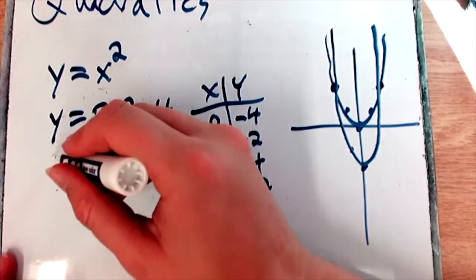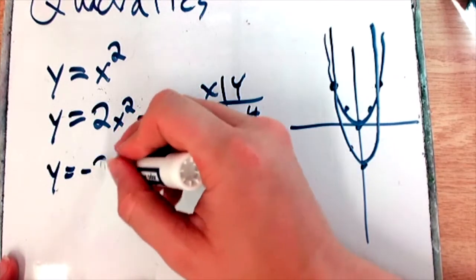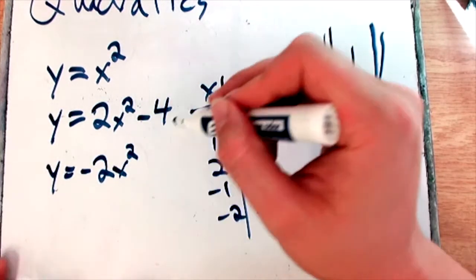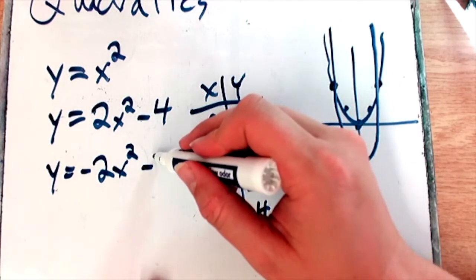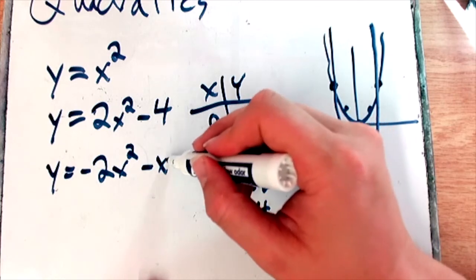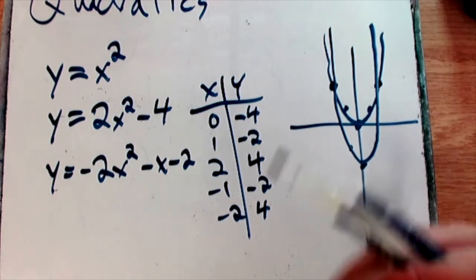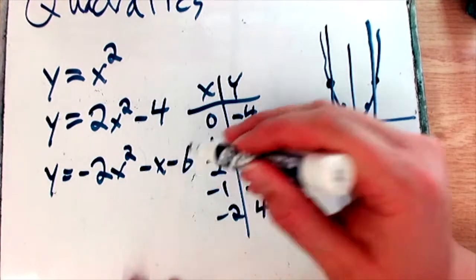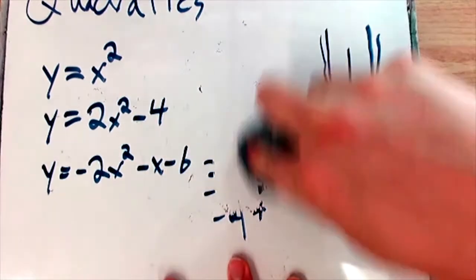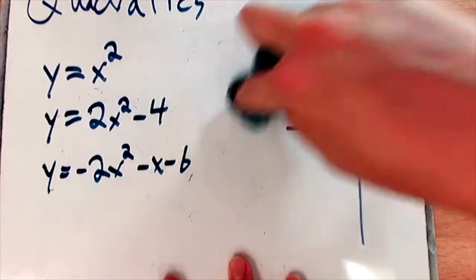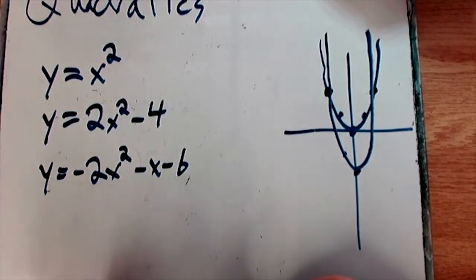I can give a third example here. Another example might be y equals negative 2x squared minus x minus 6. So we've got this other graph, and that's just another example like the ones that you're seeing on your worksheet. So you should feel comfortable with this kind of thing.